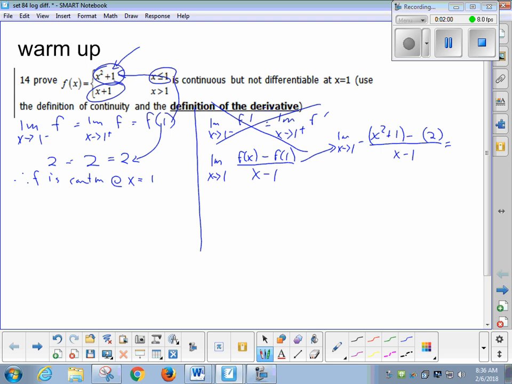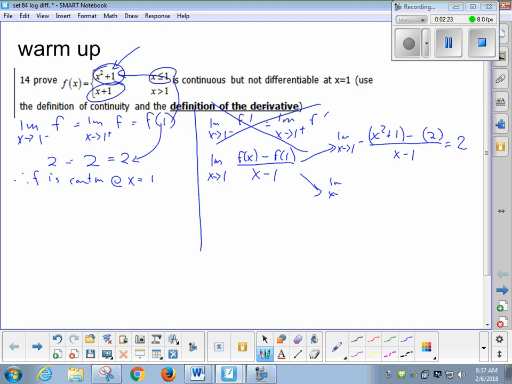You could show the next step, or you could just picture it. Wouldn't you have x squared minus 1? And that would factor into x plus 1, x minus 1. X minus 1 would divide away, leaving you with x plus 1, which approaches 2. Now, if you need to show all that factoring and canceling, great. If you don't, that's okay.